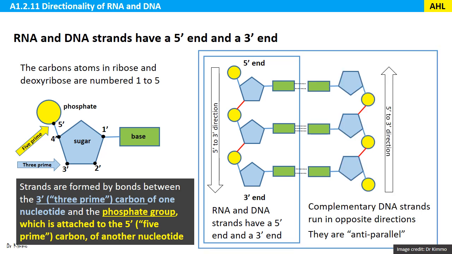Complementary DNA strands run in opposite direction. They are anti-parallel. And if you look at the strand in the middle of the screen and compare it with the strand on the right side of the screen, you will see that the one on the right side is sort of upside down. It's anti-parallel.